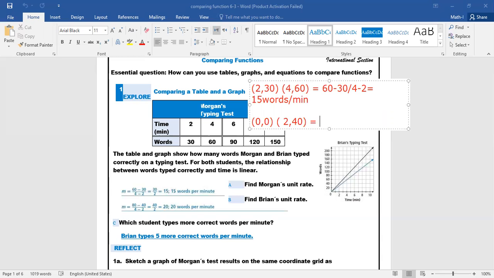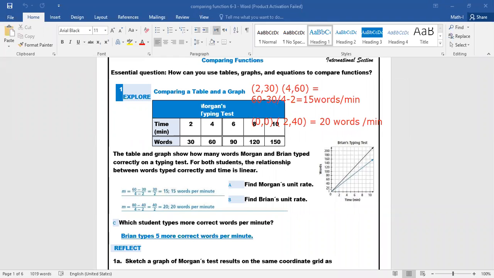40 over 2. It will be 20, right? Yes, 20 words per minute. Then in this one, also we can calculate the unit rate from the table.